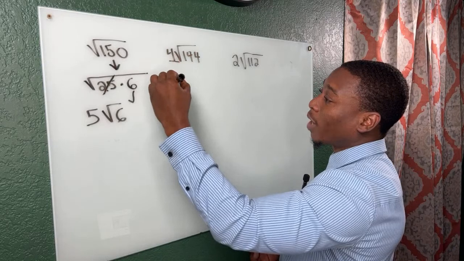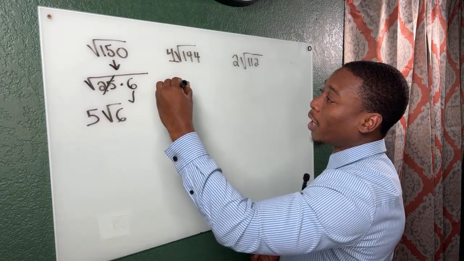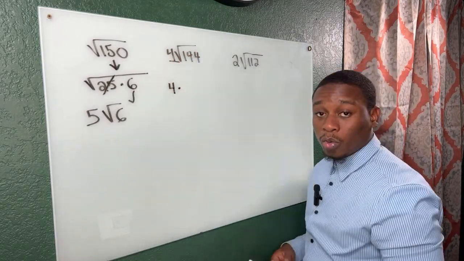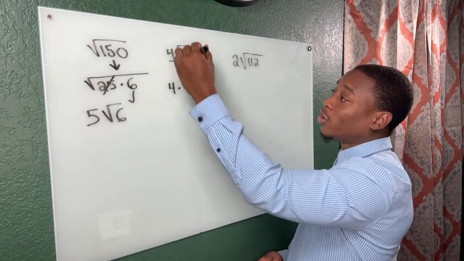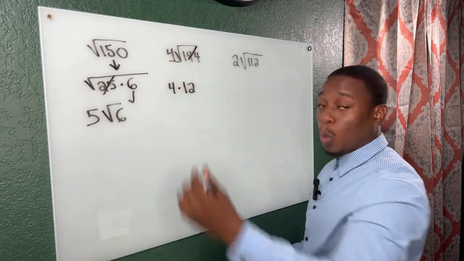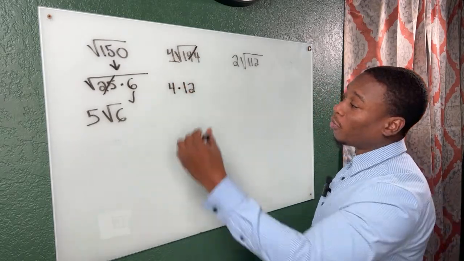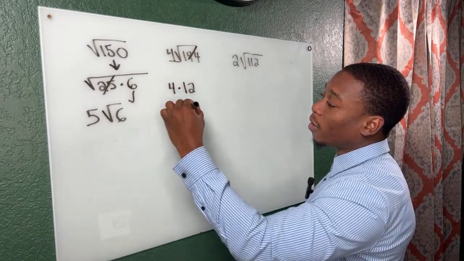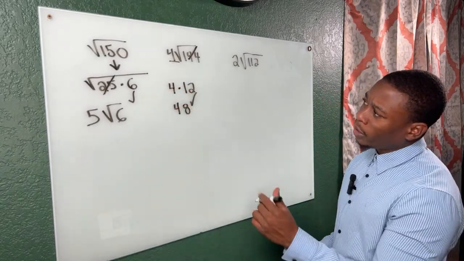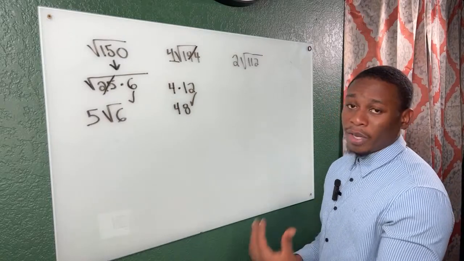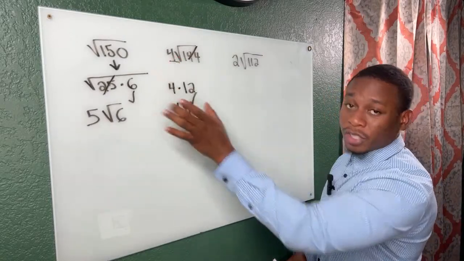So right here, this is what happens. We have 4 times the square root of 144. This is a perfect square, so it turns into 12. After we multiply 4 and 12, we're going to get 48 as a final answer for problem number 2. But problem 3 is going to be a better example of how we multiply after simplifying, okay?